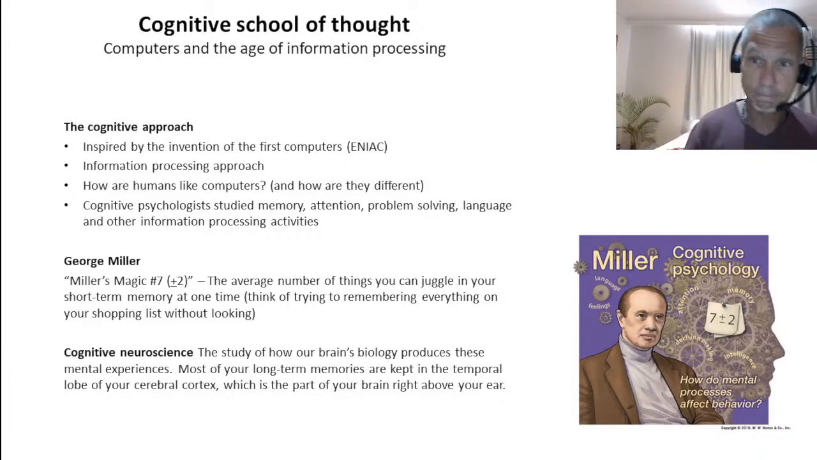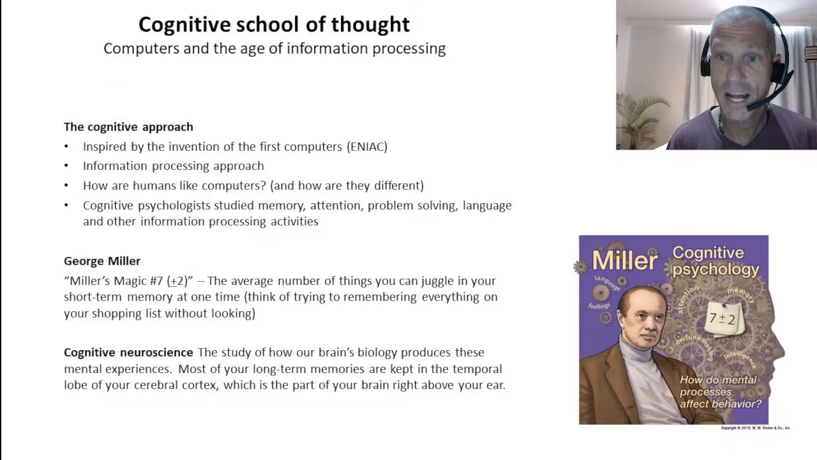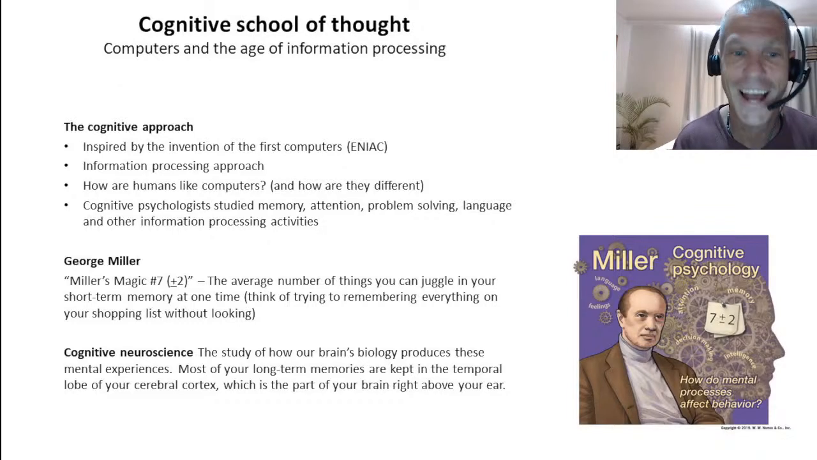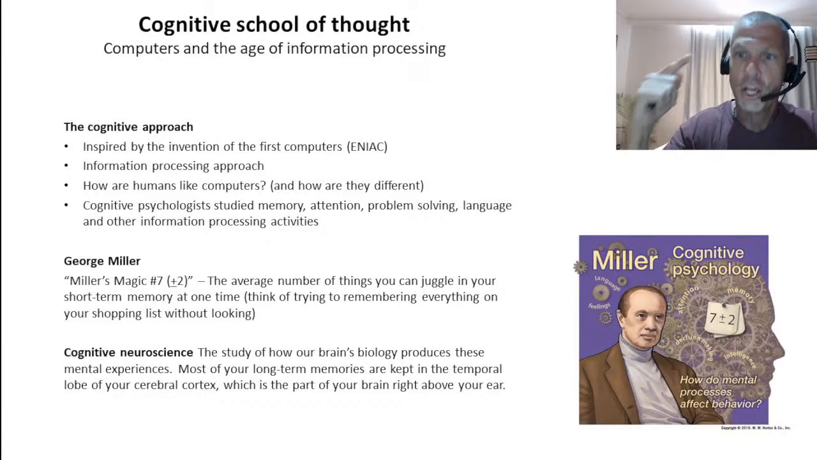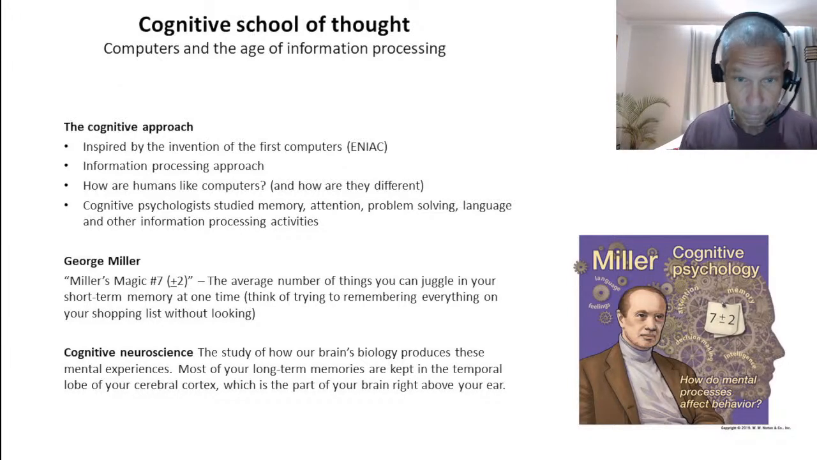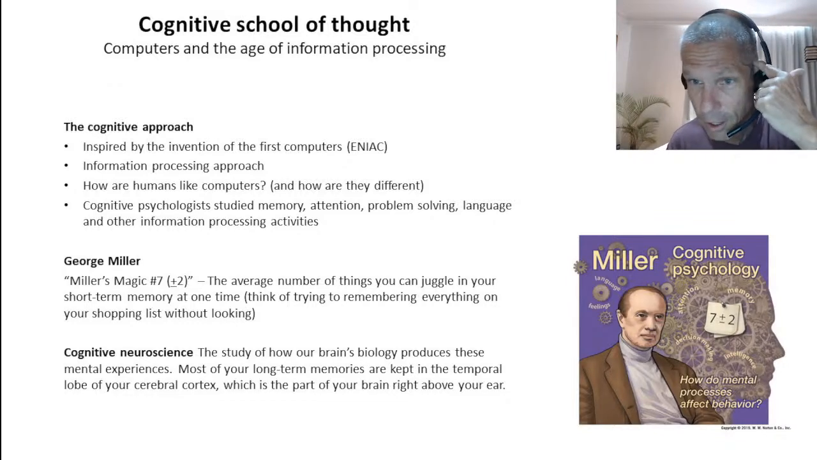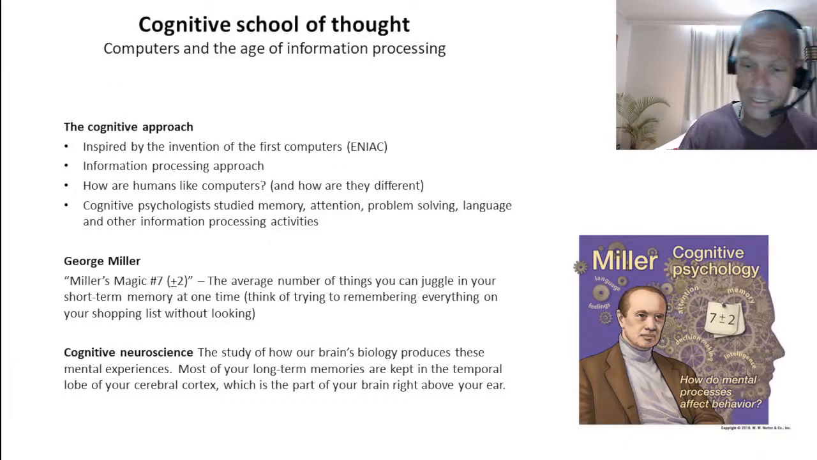Now, more recently, if you look at psychology, a lot of psychologists have been trying to understand how you can relate these mental processes to actual brain areas, circuits in the brain. And this newer approach to psychology is called cognitive neuroscience, which is a study of how our brain's biology produces these mental experiences. Most of your long term memories are kept in the temporal lobe. So, what happens when you have temporal lobe damage? You lose your memory abilities. Most of your long term memories are kept in your temporal lobe, which is right here above your ear. So this is the cognitive approach.